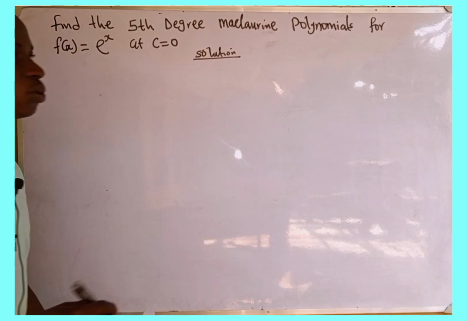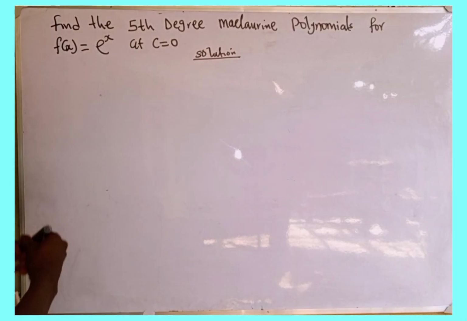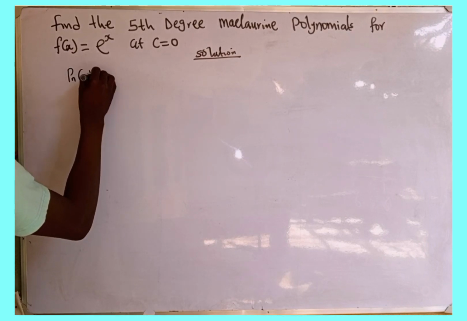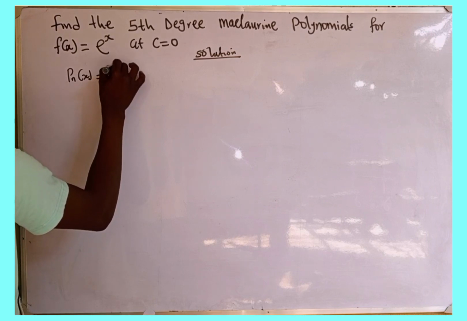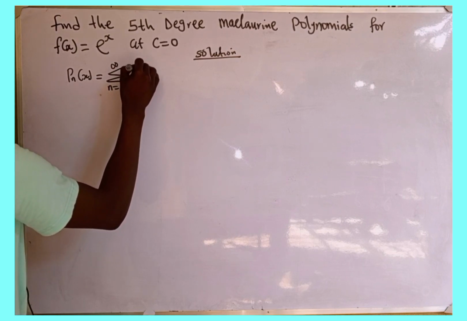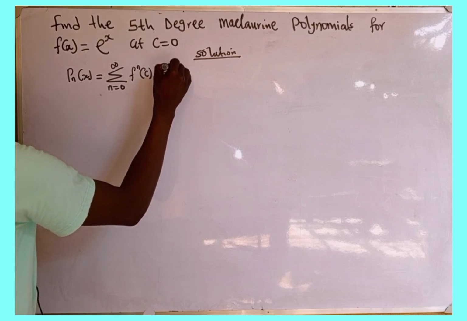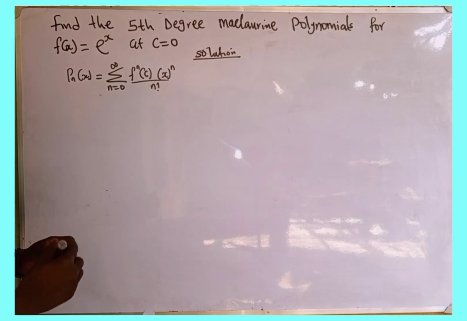The first thing we're going to do is write the general formula for Maclaurin polynomials. The formula is given as P subscript n of x equals the summation as n ranges from 0 to infinity of f to the n-th derivative of c, multiplied by x to the power of n, all over n factorial. This is the general formula for a Maclaurin polynomial.